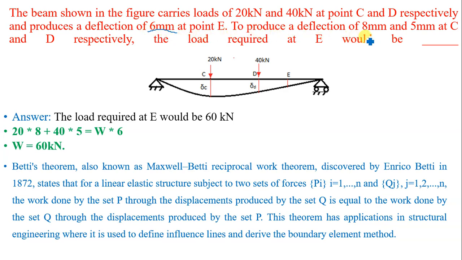To produce a deflection of 8 mm and 5 mm at points C and D respectively, the load required at E would be? Means if we apply the first set of load of 20 kilonewton and 40 kilonewton as shown in the figure, it will produce a deflection of 6 mm at E. Now the question is, what load is required to be applied at E to produce deflection of 8 mm and 5 mm at C and D. So friends, here we will use the Maxwell-Betti theorem.